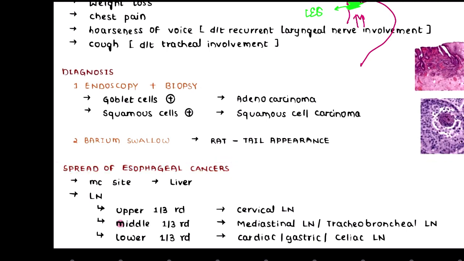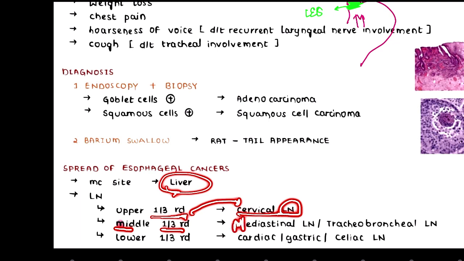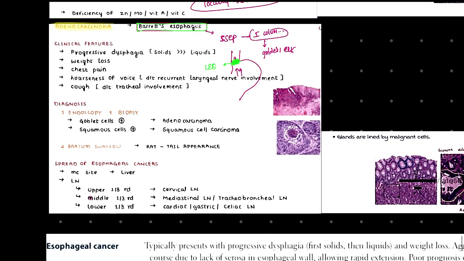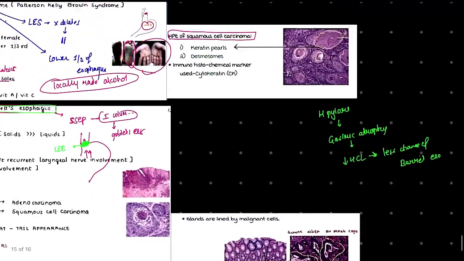Spread of esophageal carcinoma causes involvement of the liver. If there is involvement of the upper one third, the most common site for spread is the cervical lymph node. If there is middle one third involvement, the mediastinal lymph node involvement will be maximum. Similarly, in the case of lower one third, there will be cardiac or gastric lymph node involvement. So this is about the spread of esophageal cancer. We discussed this topic also.